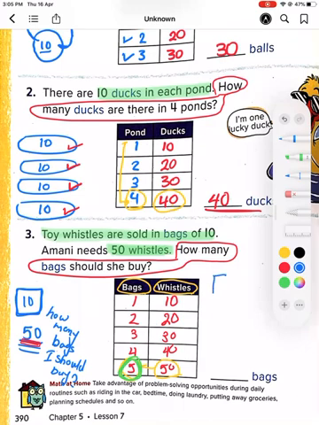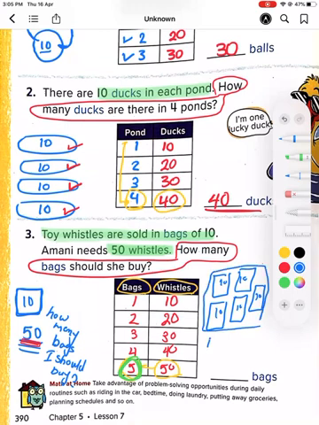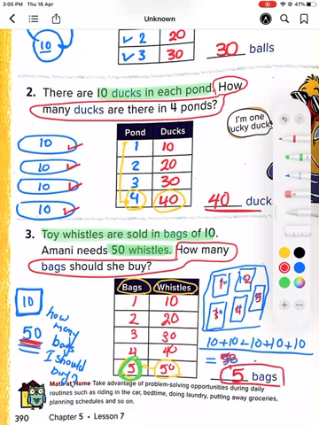Am I right? Let us check. This is bag 1, 10. Bag 2, 10. Bag 3, 10. Bag 4, 10. And bag 5, 10. Now, can you calculate for me how many whistles I have here? Yes, 10 plus 10 plus 10 plus 10 plus 10 equals 50. Yes, this is true. So 1, 2, 3, 4, 5. If I got 5 bags, I will get 50 whistles. That's excellent. So the answer is 5 bags.